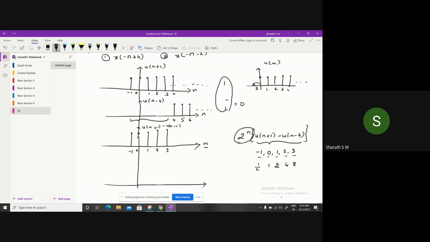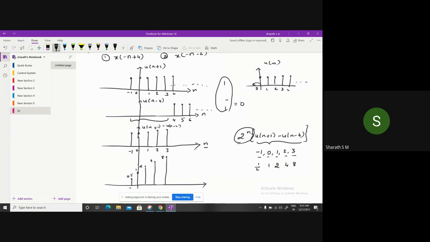So this is at minus 1, its amplitude level is 0.5. At 0, its amplitude level is 1. At 1, its amplitude level is 2. At 2, its amplitude level is 4. At 3, its amplitude level is 8. So here its amplitude level is 2. Here it is 4, and here it is 8.